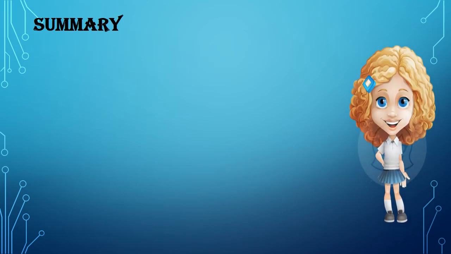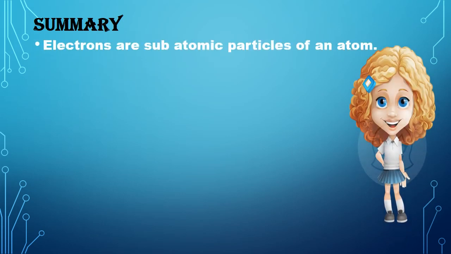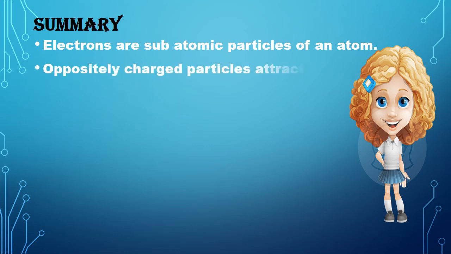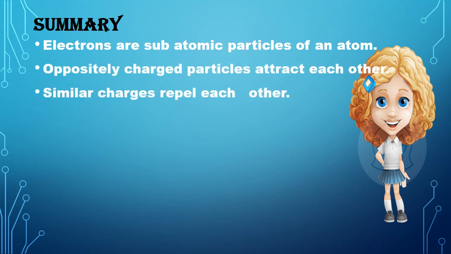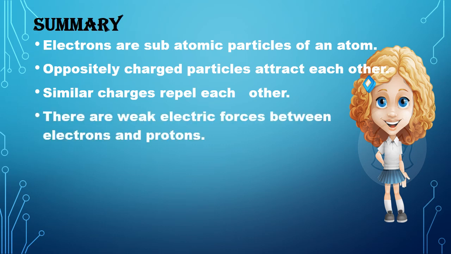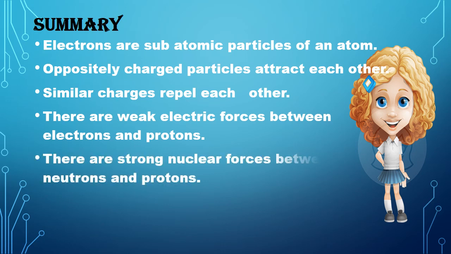I also learned today that electrons are subatomic particles of an atom. Oppositely charged particles attract each other. Similar charges repel each other. There are weak electric forces between electrons and protons. These forces help the electrons to move around the nucleus. There are strong nuclear forces between neutrons and protons. These forces help to keep the nucleus together.